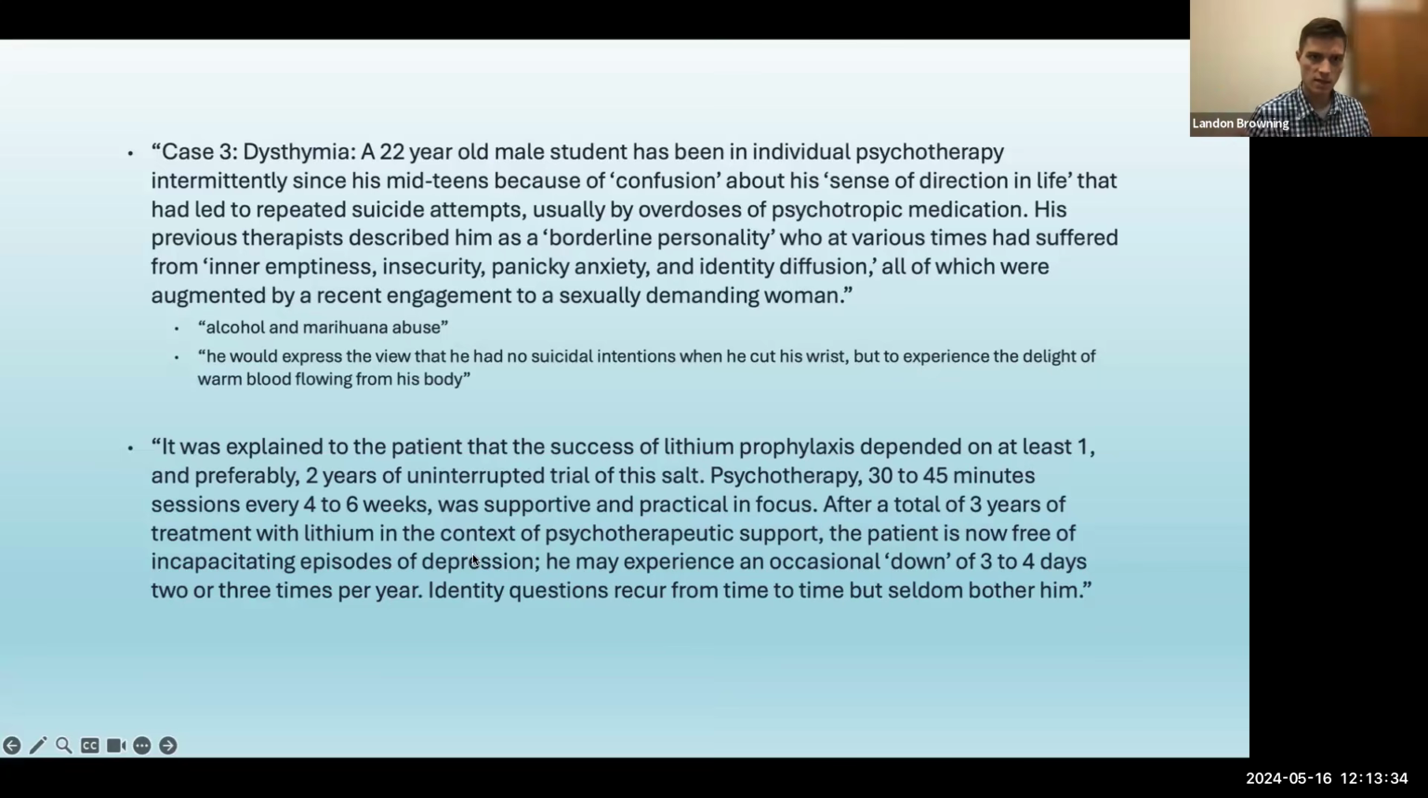In his assessment, he says, it was explained to the patient that the success of lithium prophylaxis depended on at least 1, and preferably 2 years of uninterrupted trial of this salt. Psychotherapy, 30 to 45-minute sessions every 4 to 6 weeks, was supportive and practical in focus. After a total of 3 years of treatment with the lithium in context of psychotherapeutic support, the patient is now free of incapacitating episodes of depression. He may experience an occasional down of 3 to 4 days, 2 or 3 times per year. Identity questions recur from time to time, but seldom bother him.